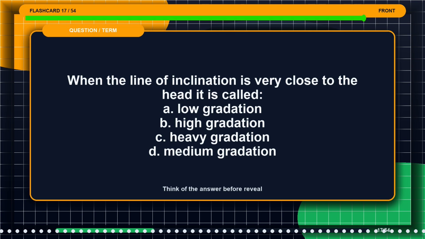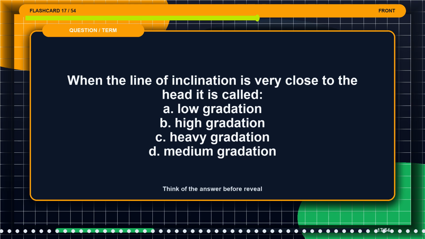Flashcard 17. When the line of inclination is very close to the head, it is called A. Low gradation, B. High gradation, C. Heavy gradation, D. Medium gradation. Pause and think of the answer before the reveal.